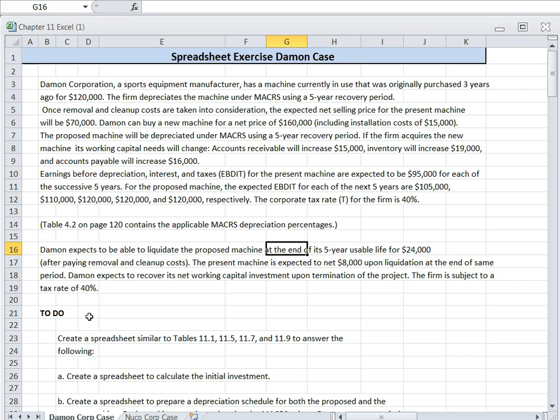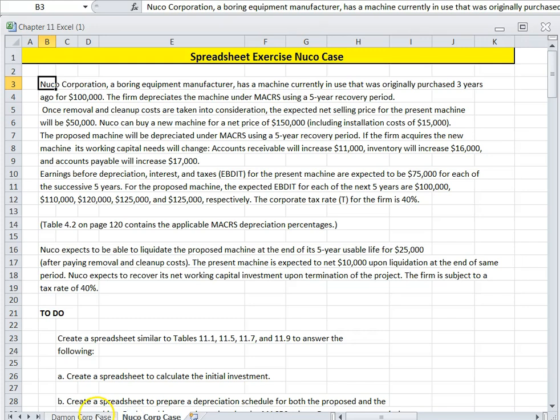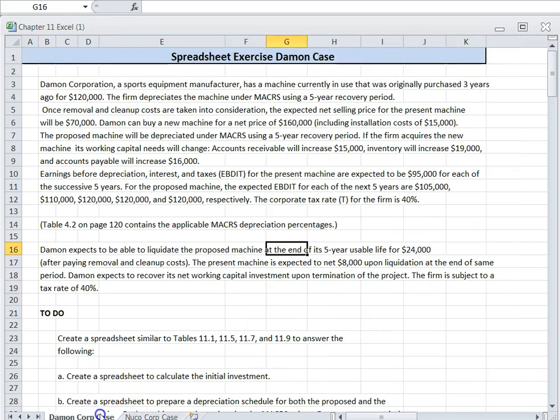So in this video, I'm going to go over one of the two cases. You're responsible for doing both of these cases, but I'm going to walk you through one of them so you get an idea of how to complete this. First thing you should do is read the instructions carefully.